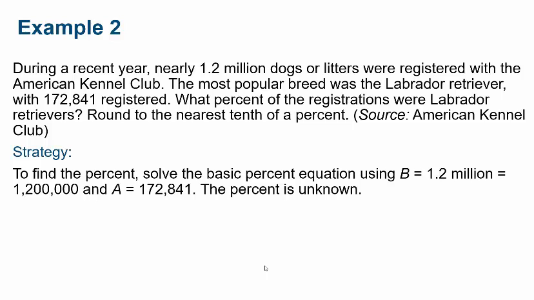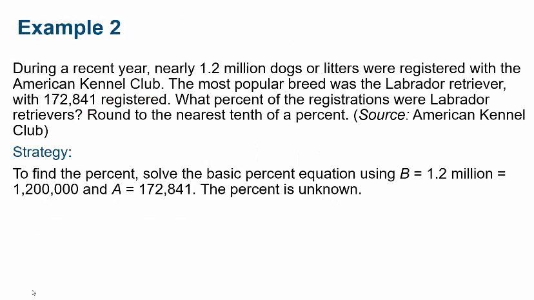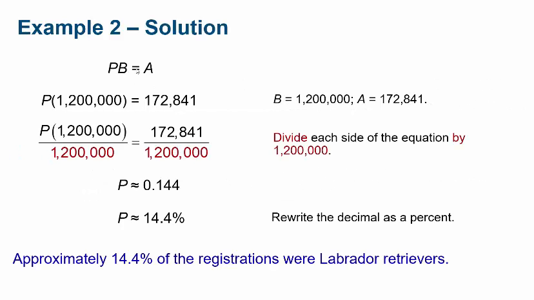First off, what are they asking us to find? They're asking us to find the percent. Looking back at our equation, they're asking us to find the percent here. The base is the total amount, the 1.2 million, changing that to 1,200,000. And the amount of the Labrador Retrievers, the A, is 172,841. So the percent is the unknown here. Percent times base is equal to A. Well, percent times 1.2 million is equal to the number of Labradors.